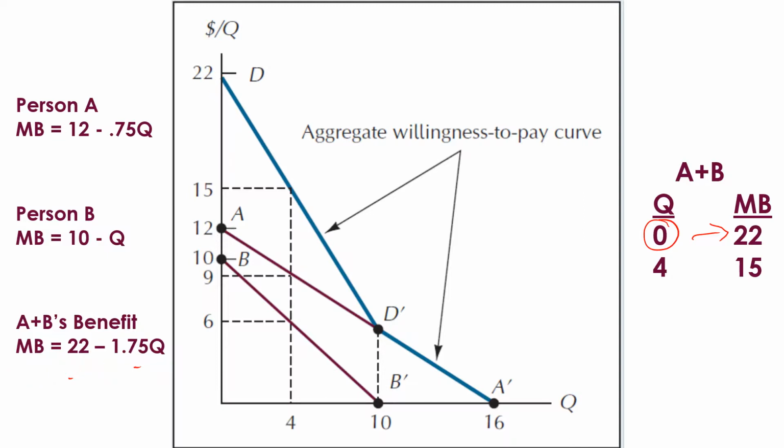We could do the exact same thing, but now for a quantity of 4. Throw 4 in here, and you end up with minus 7 once you multiply that through. So you end up with a marginal benefit of 15. At a quantity of 4, we should have a total benefit of 15. And lo and behold, that's what we have, because person B valued it at 6 and person A valued it at 9. 6 plus 9 gives us this 15. So this equation checks out.